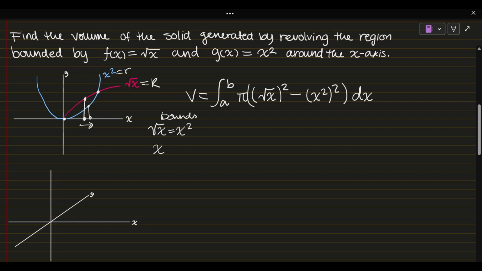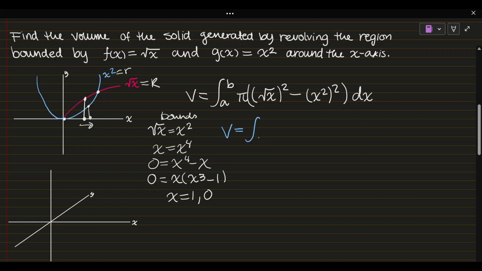So squaring both sides, I get that x is equal to x to the fourth. Subtracting x from both sides, because I don't want to divide by x, because that assumes that x is not 0. Now I can factor out an x and get that 0 is equal to x times x cubed minus 1. And I'll let you verify that this means that x equals 1 and x equals 0. So my bounds are from 0 to 1.